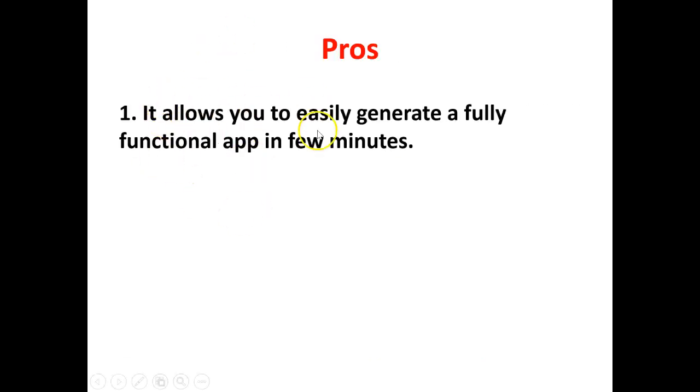Number one, it allows you to easily generate a fully functional app in a few minutes. That is, when you make use of Mocha, you start by typing a short description of what you want. For example, you can type a freelance photographer portfolio with a booking calendar and Stripe payments, or you can upload a screenshot and Mocha's AI reads the text and figures out which pages you will need.